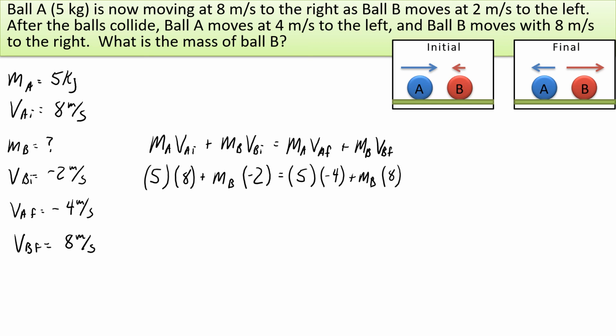So after you plug in your numbers, you're just solving. So the momentum of A initially is 40 kilogram meters per second. Then it goes minus, like to rewrite it like this, because you're going to end up solving for this variable, just like you would in any other class, any other math class.